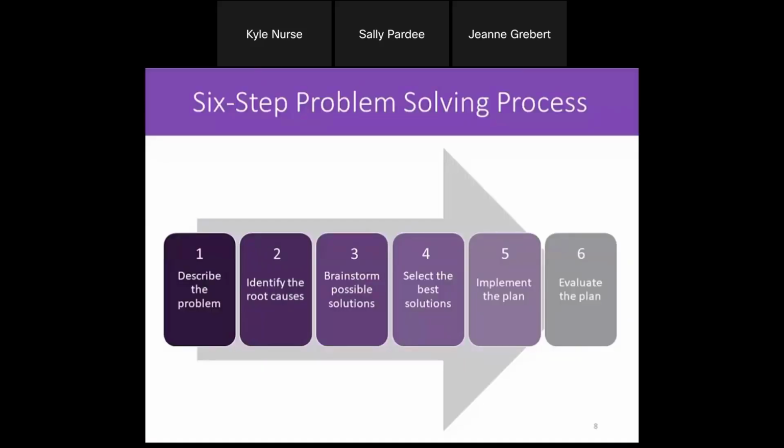The first step in the process is to describe or define the problem. Then we identify the root causes of the problem. At step 3, we generate ideas or brainstorm possible solutions to the problem. Next, we select the best option possible, considering all of the important factors. Step 5 is to implement the plan. And finally, step 6 is to evaluate the plan and make adjustments if we need to.